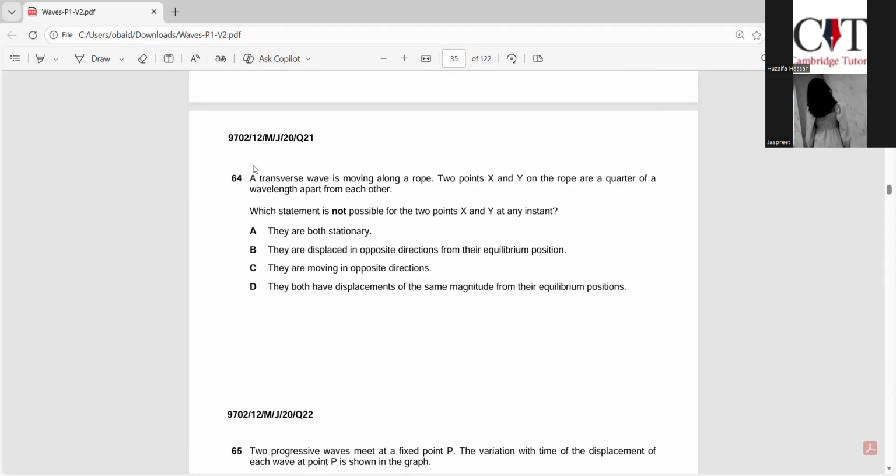Now read this question. A transverse wave is moving along a rope. Two points x and y on the rope are a quarter of a wavelength apart from each other. Which statement is not possible for the two points x and y at any instant?